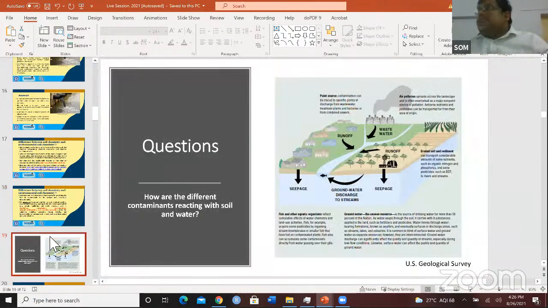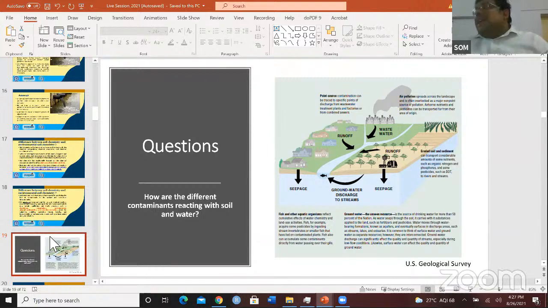Okay. Another question you have asked is how the different contaminants react with soil and water. This will become clearer in our coming weeks of lectures, so I am not going to discuss it in detail. In the coming weeks, you will see the different pathways through which these contaminants interact with water, the different models which can predict their persistence, and the different types of remedial measures to solve this environmental pollution.